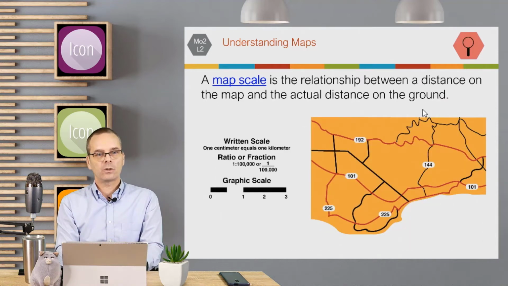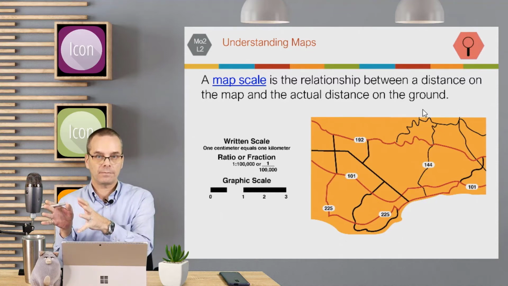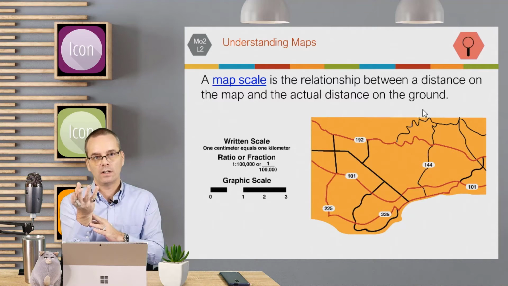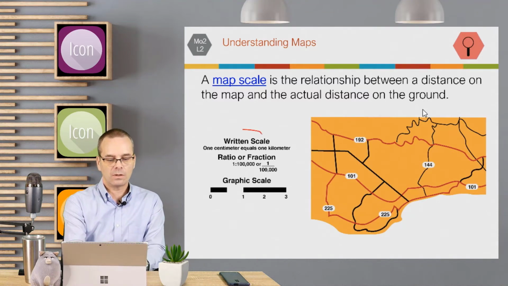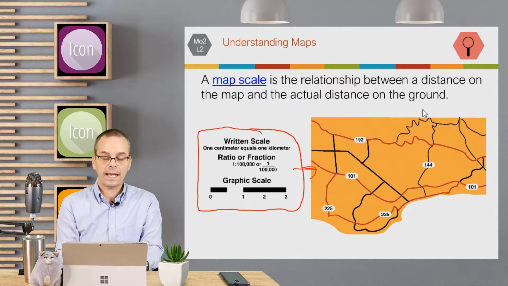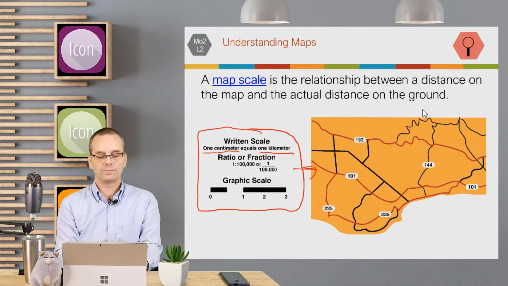Now, a map scale is the relationship between the distance on the map and the actual distance. Or, in the example of the car, the scale is the ratio. So, for example, on this map the scale or ratio is 1 centimeter equals 1 kilometer. All right, so every good map will give you a scale so you can judge distance from one place to the next.